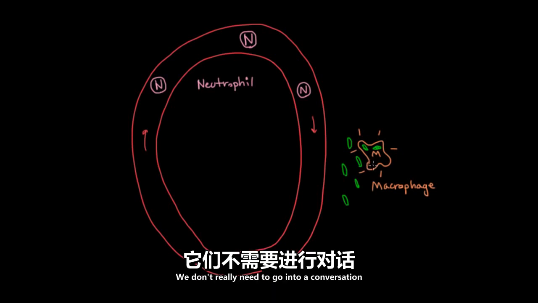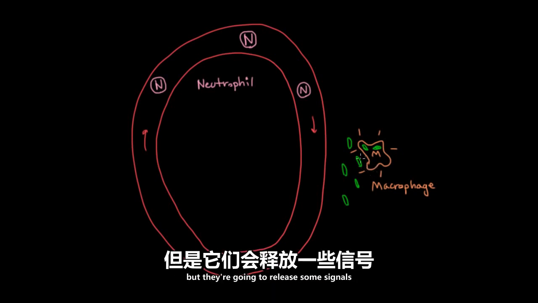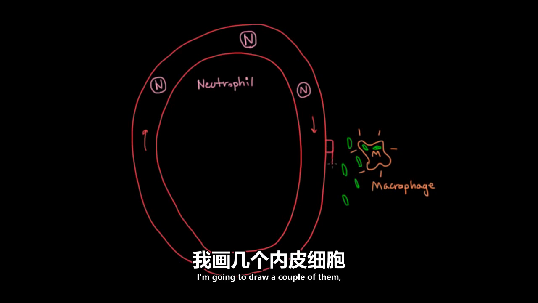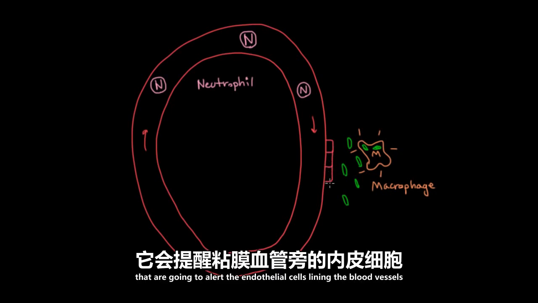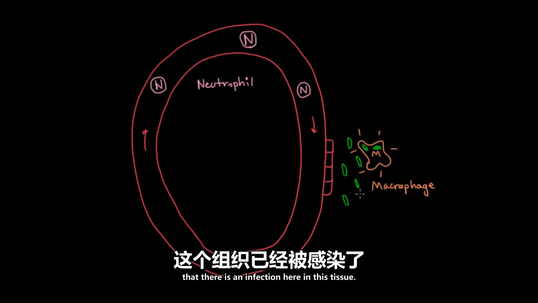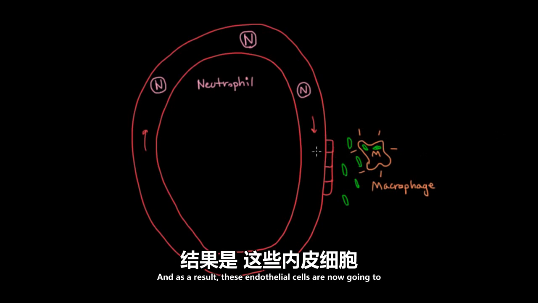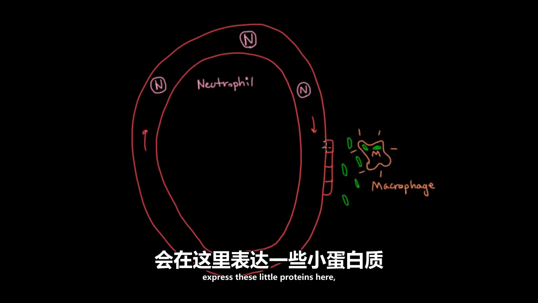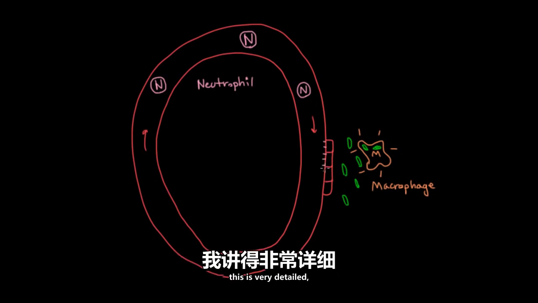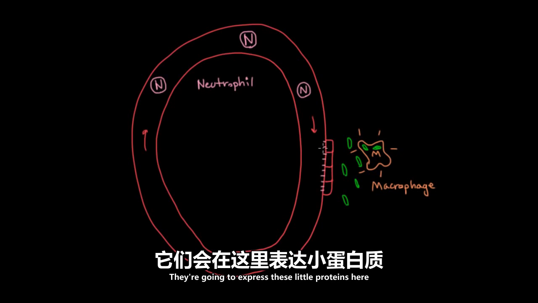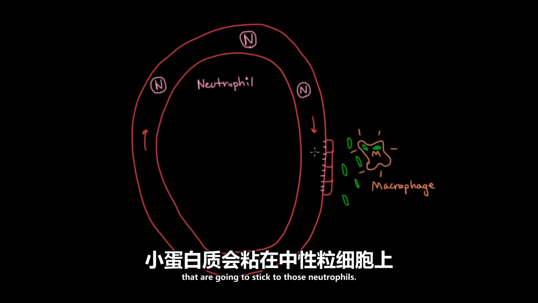We don't need to really go into conversation about what those are, but they're going to release some signals that will then alert the endothelial cells, here, I'm going to draw a couple of them, lining the blood vessels that there is an infection here in this tissue. And as a result, these endothelial cells are now going to express these little proteins here. This is very detailed, but it's just to give you a sense of the flow of information here. They're going to express these little proteins here that are going to stick to those neutrophils.